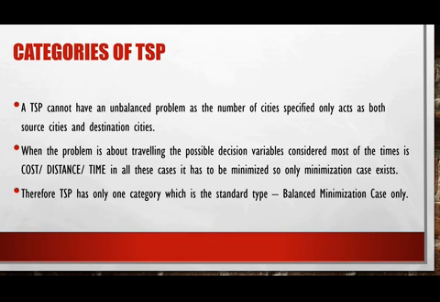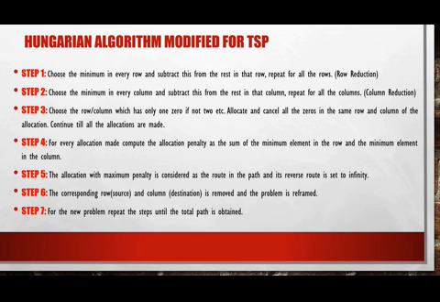Whenever a problem is given, it is understood that it has to be balanced and of minimization type. Okay. So now let us have a look at the algorithm. The Hungarian algorithm was used for solving the assignment problem. Now I'll modify this Hungarian algorithm a little bit for solving TSP. We call it the modified Hungarian algorithm. So what modifications have we made?